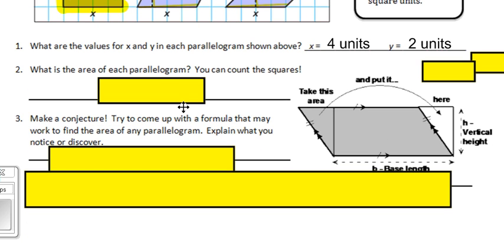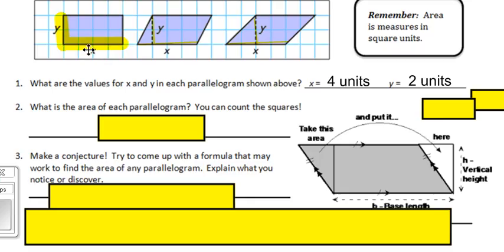What is the area of each parallelogram? So we're going to count the squares. This first square is the easiest to count. So here we go.